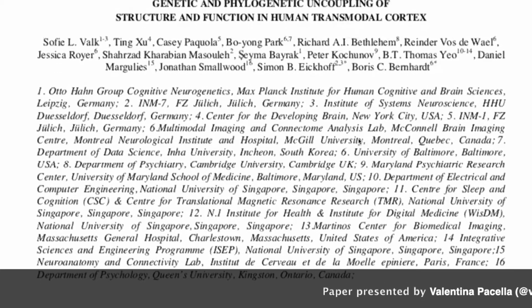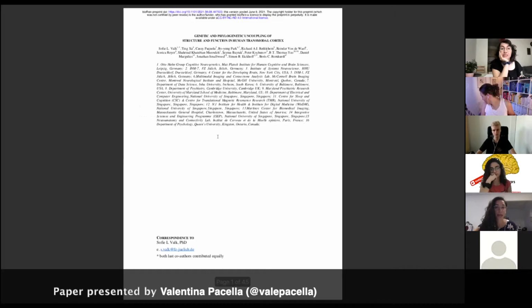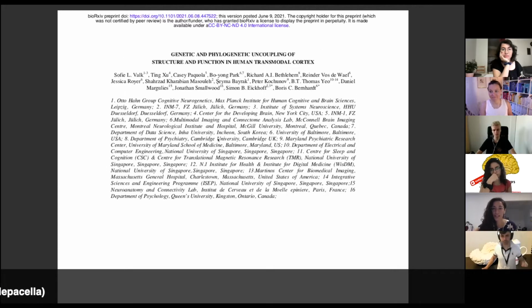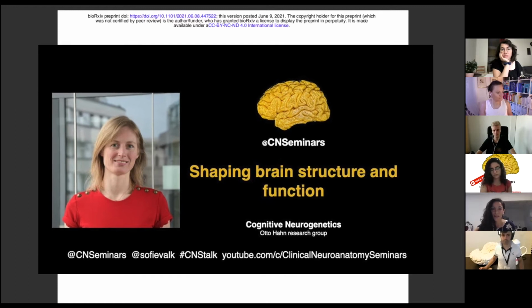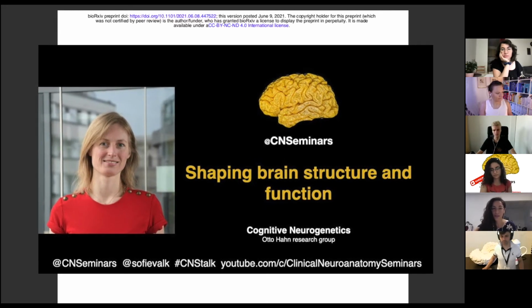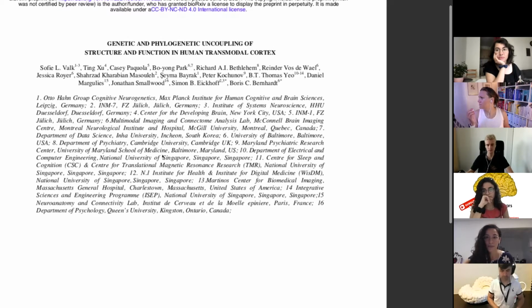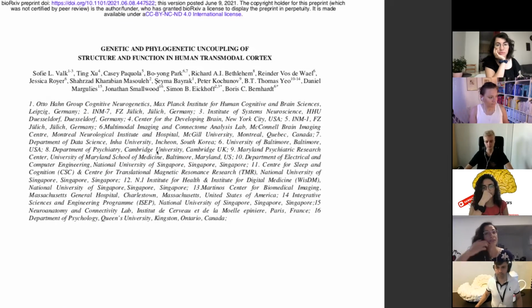Hi, everyone. So today I'm going to present a preprint by Sofie Valk, who's been a guest to the CNS seminar in the previous session of the CNS seminar. I really recommend you to go and listen to her talk again. So this paper is on the genetic and phylogenetic uncoupling of structure and function in human transmodal cortex.